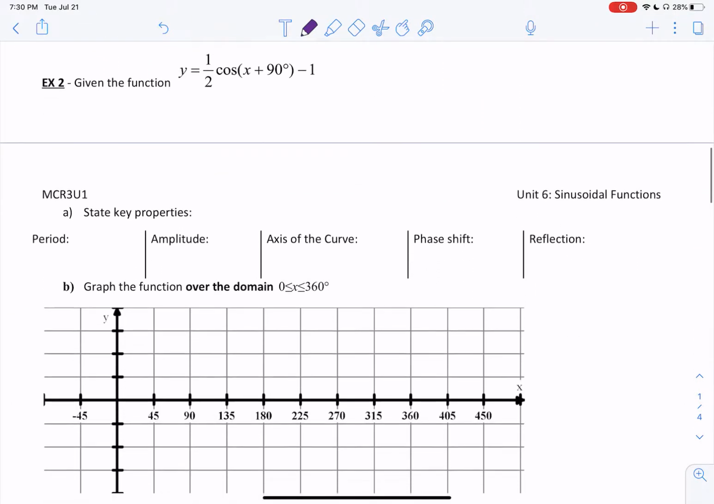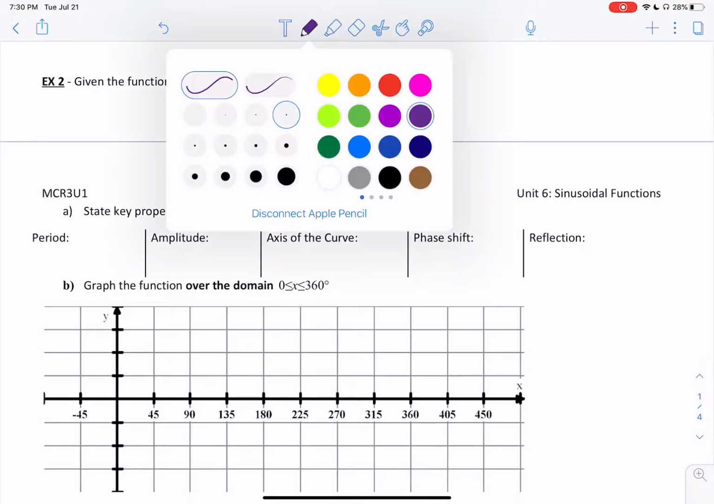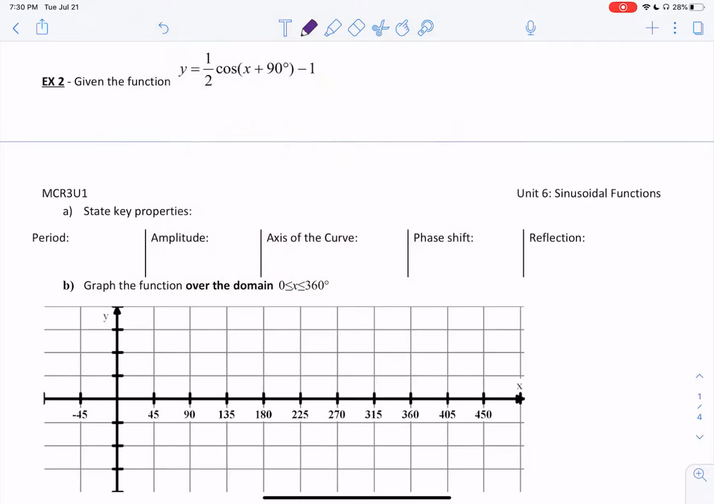So for our next example, we're given the function y equals 1/2 cosine of x plus 90 degrees minus 1. So first thing we're going to do is state our key properties. First is the period. Because we don't have a k value, the period is not affected, so we just write 360 degrees. Next is our amplitude, and our amplitude is given by our a value, so that would be 1/2.